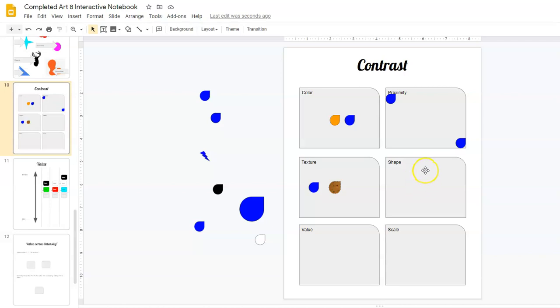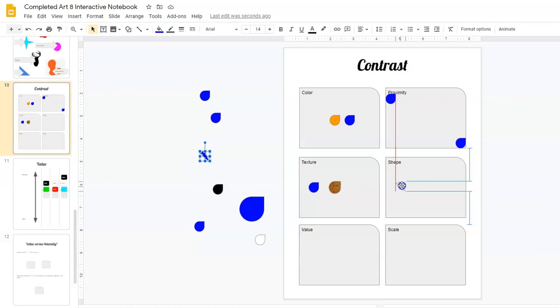The next one is shape. You want to have contrasting shape. Well, we know we're going to use this one because he's the only one that's different. And then you can just pull another one of the ones that is the same as all the rest that we started with. The next one is value.